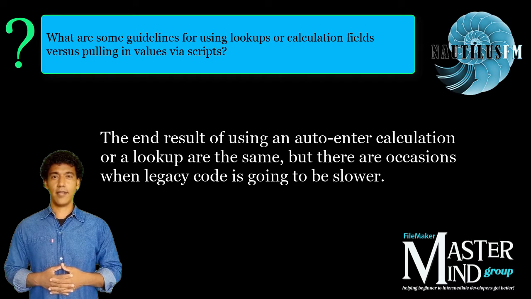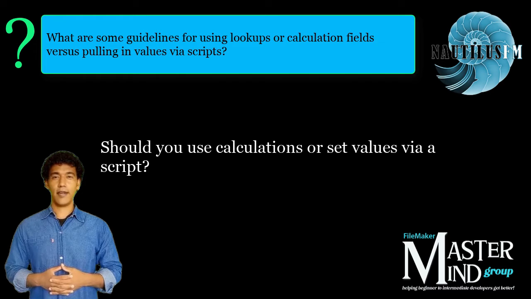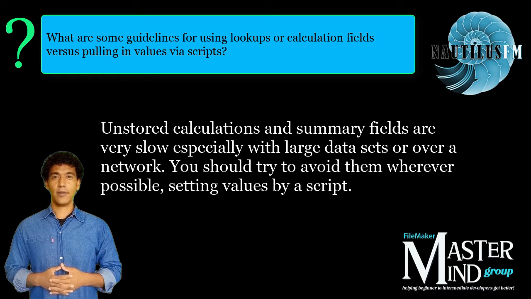The end result is exactly the same, but there are occasions when legacy code such as lookups is going to be slower. They changed it for a reason, a good one. The second part of the question is about using calculations or setting values via scripts. Unstored calculations and summary fields are very slow, especially with large data sets and over a wide area network. Wherever possible, it is better to set values via a script.